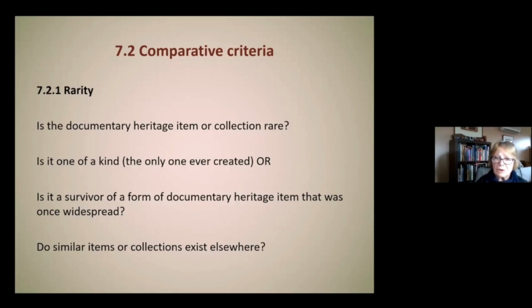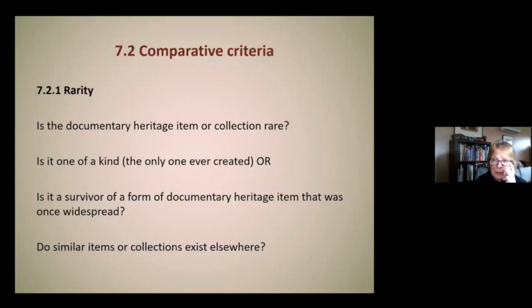So is the documentary heritage item or collection rare? And there's two ways of being rare. One is if it's one of a kind, if it's unique, the only one ever created. Or is it a survivor of a form of documentary heritage that was once widespread? And do you know about other documentary heritage items or collections that are the same as this elsewhere?